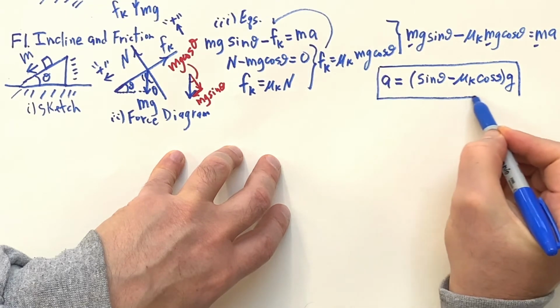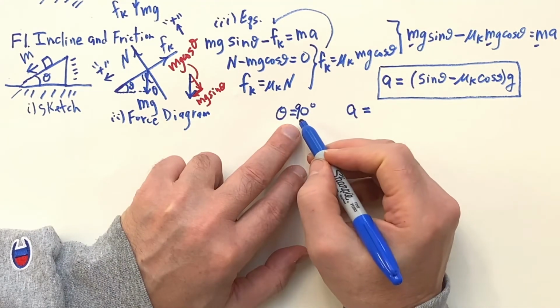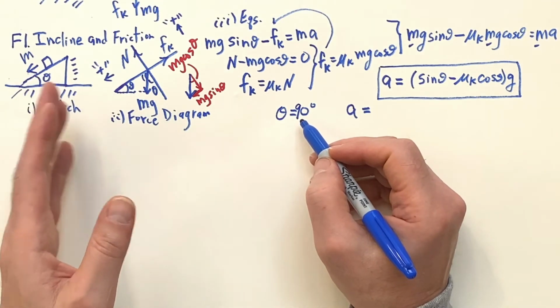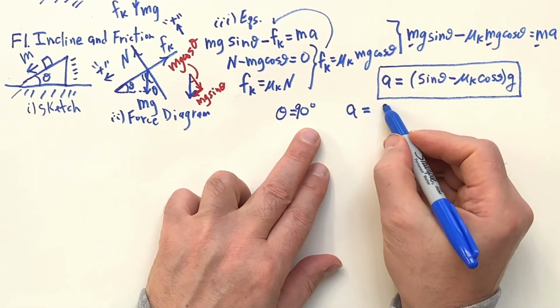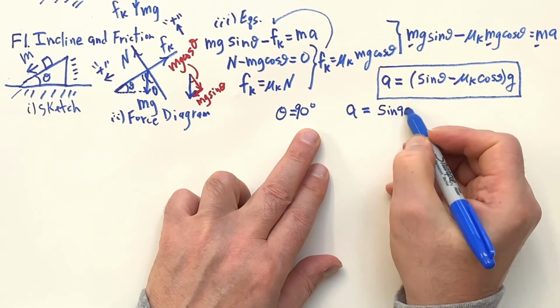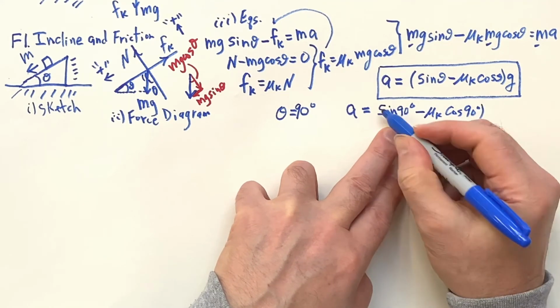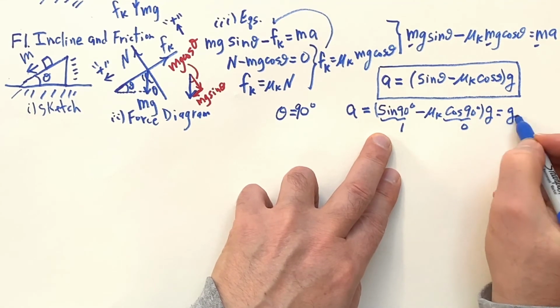And let's check our answer here. Remember, reflection is always important when we're doing problems to see if our answer is reasonable. So what we're going to consider first to check our answer is what happens if it's 90 degrees. If this is 90 degrees, then the normal force is going to go to 0, there's going to be no friction, it's just going to fall straight down. So with 90 degrees, you have the sine of 90, which is 1, minus mu k, the cosine of 90, which is 0. And that's going to get you 1g, and that's what we expect.